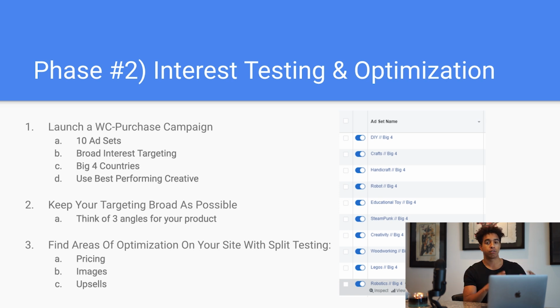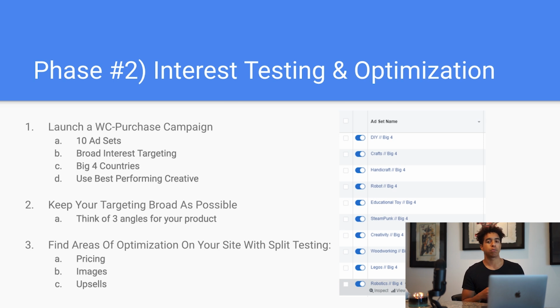You're just gonna launch a conversion campaign with the objective of purchase, okay? The reason why is because we want Facebook to look for people who are likely to purchase, okay? Inside of that campaign, you want to do at least 10 ad sets. You don't have to do 10, but I really suggest you do 10 because this is 10 different groups of people that are potentially interested in your product. So the more of those that you have, the better chance of success you have for your campaign, okay?